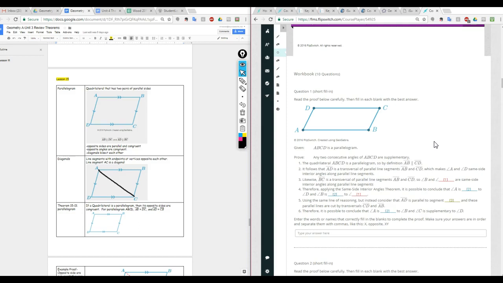Okay, so the first question I'm asking myself is, what are consecutive angles? That means in a row. So BC is in a row, angle C and angle B are in a row, angle B and angle A are in a row, angle A and angle D are in a row. What's not in a row is angle D and angle B. So consecutive is just from one corner to the next. And then supplementary means they add up to 180 degrees.